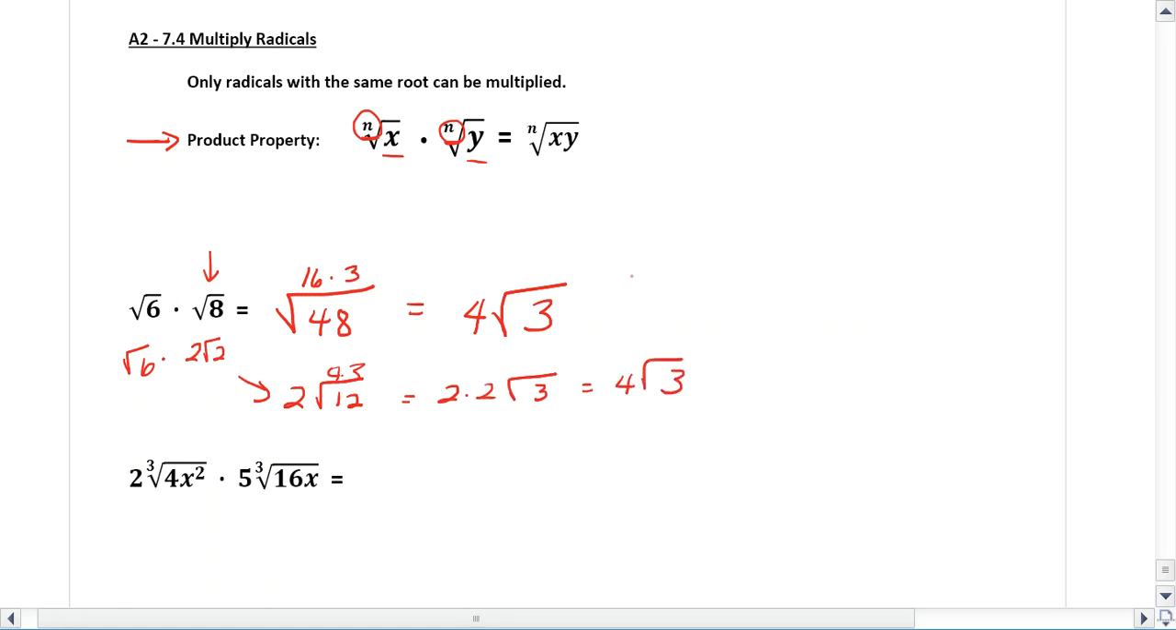So it's really your personal preference. If you want to multiply first and then simplify, or simplify first and then multiply, and then simplify again, so you choose.